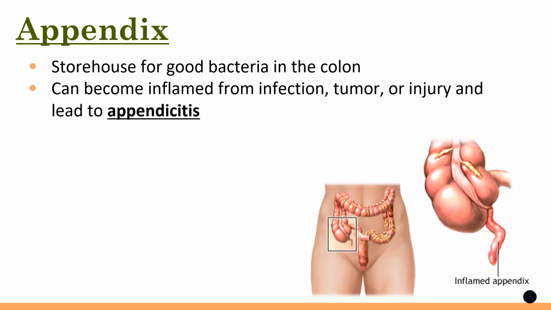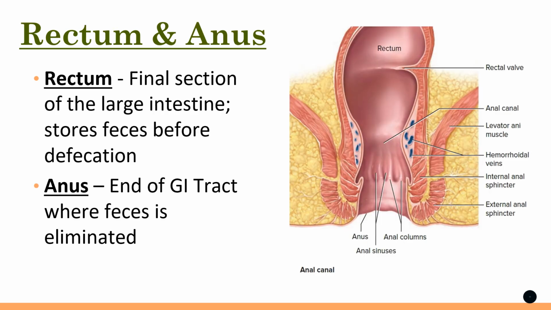Let's talk a little bit about a very special section. It is the appendix. It's going to hang off the end right here. This is going to be a storehouse for good bacteria in the colon. It can become inflamed from infection, tumor, or injuries, and lead to appendicitis. After this, we get to the rectum and the anus.